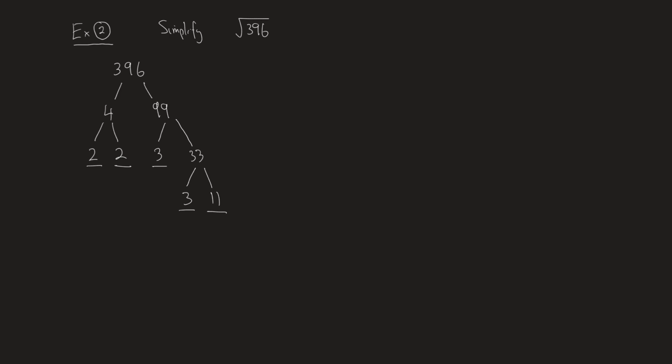So now what I want you to do is look at the bottom row all the way along your factor tree and pair up numbers that look the same. Okay, so I happen to have 2 and 2 together, and I happen to have 3 and 3 together, and 11 is just hanging out doing its own thing. Now, how is this factor tree going to help us simplify the square roots? Well, what we've essentially shown there is that 396 is 2 times 2 times 3 times 3 times 11. That's what our factor tree has allowed us to write down.